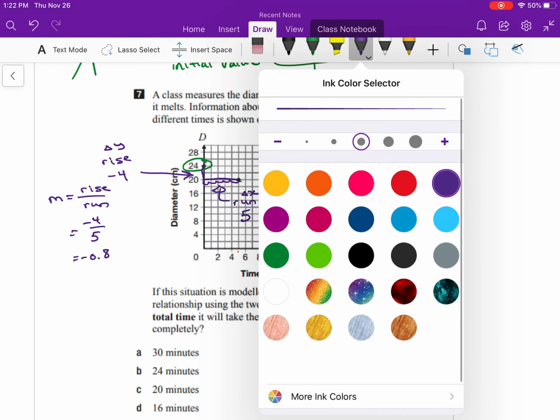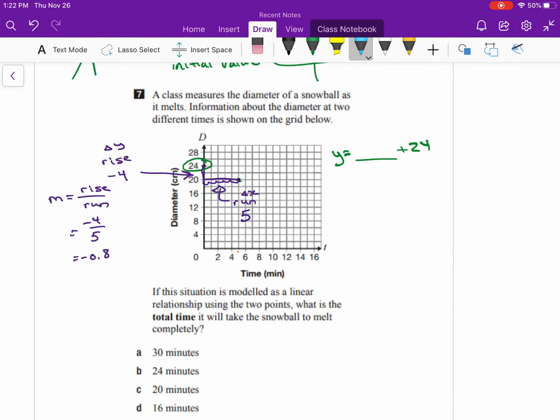Many of you like to organize in a table first, which is totally fine. If you did a table here, you would have the points 0, 24, and the other point is 5, 20. Then you would just be finding the change in y, which is -4, and the change in x, which is 5, which we're seeing here, right? Change in y, or rise, is -4, and change in x is 5. So we know that our multiplier is -0.8. So we're going to have -0.8x plus 24.